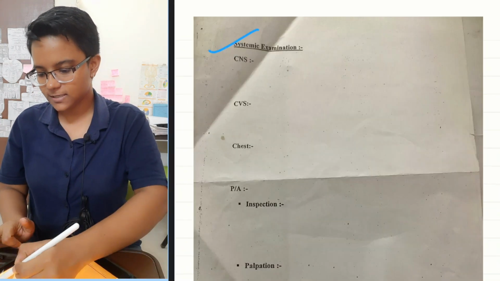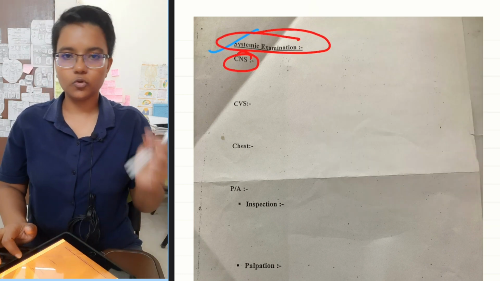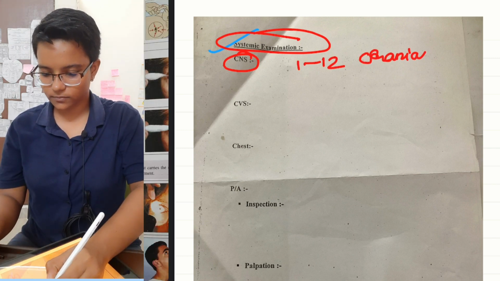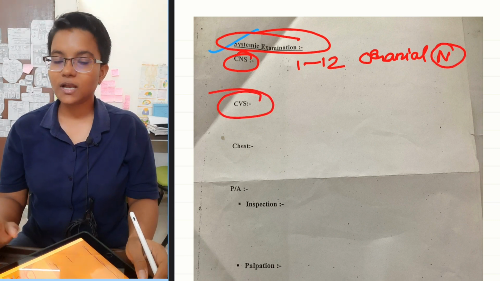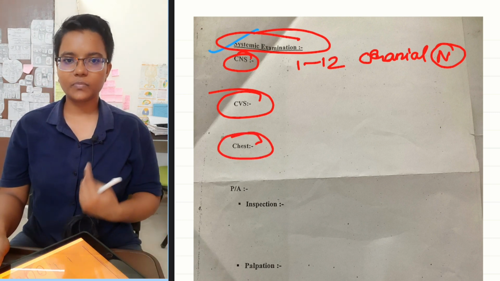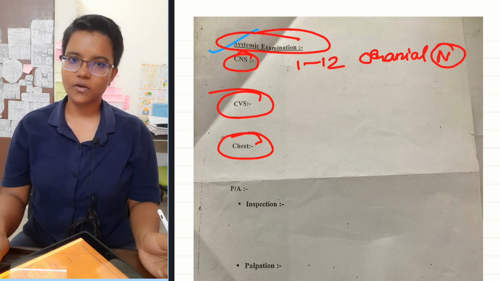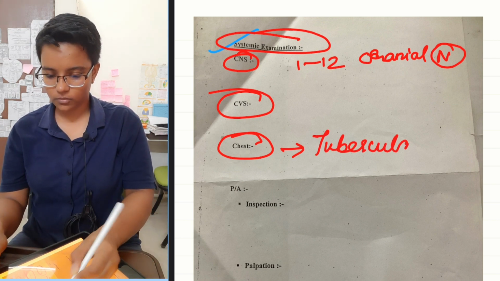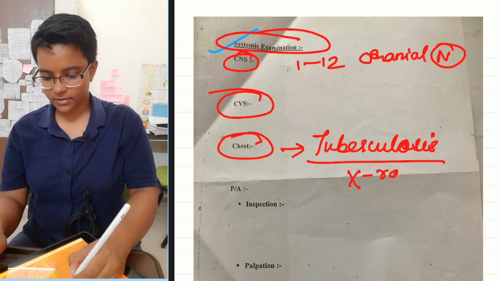Now comes systemic examination. You have to go through all the nerves, cranial nerves 1 to 12. Now comes the CVS, where you will check the heartbeat with your stethoscope, and then the chest: symmetry of the chest, and consolidation, whether fluid or air is present, in case of tuberculosis, or you can check X-rays.